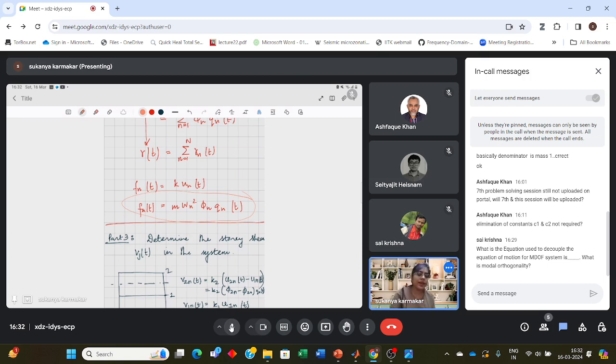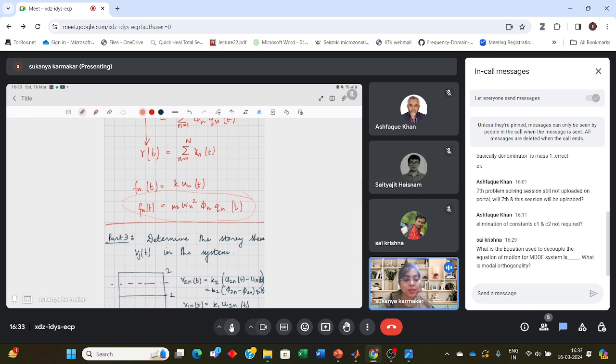Okay, let's resume the class. Someone has posted a question: what is the equation used to decouple the equation of motion for a multi-degree of freedom system? I believe this is a question in the current assignment. So, I think so.